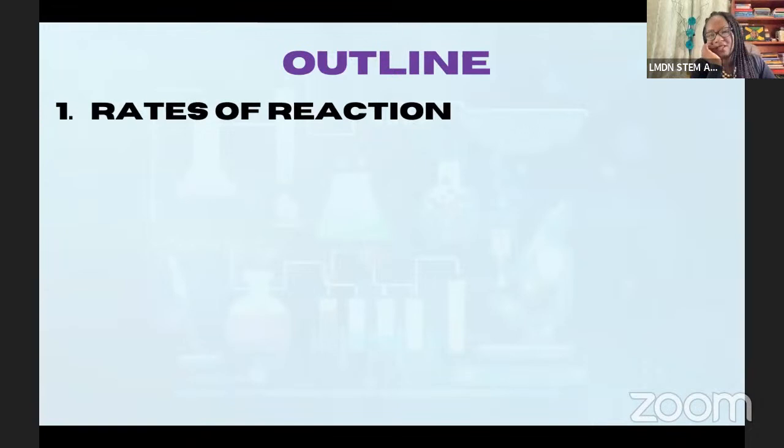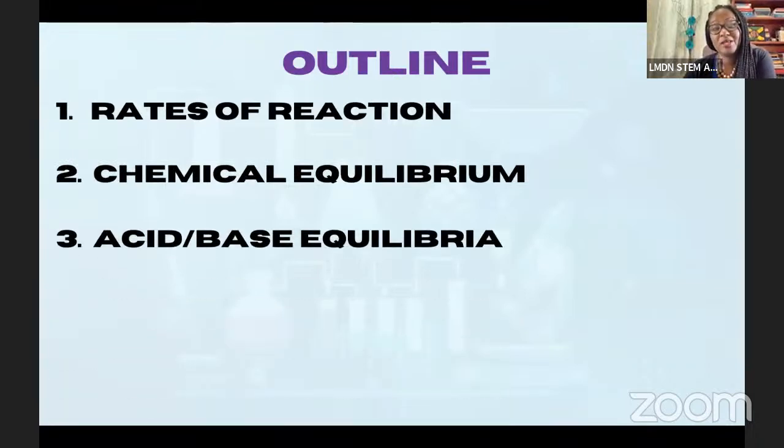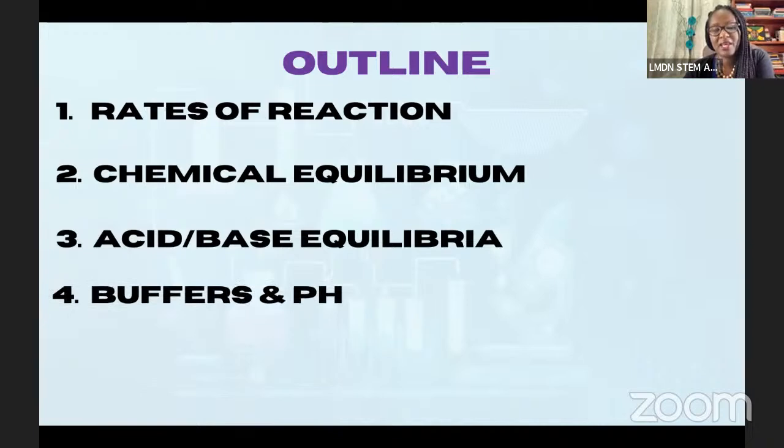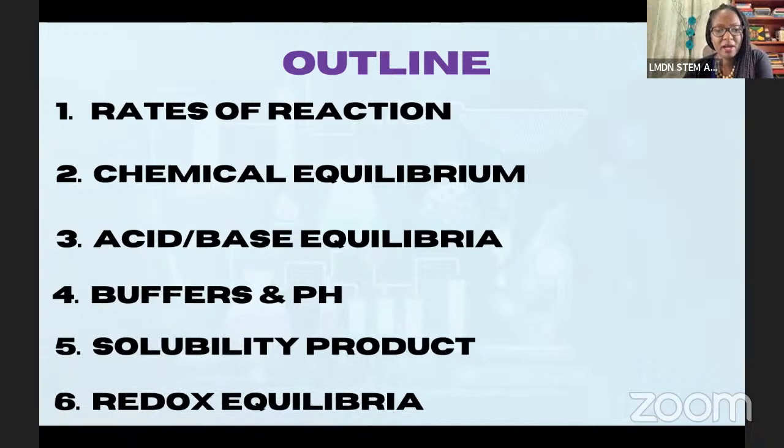So the rates of reactions, that's the first one, and there are a bunch of fundamental principles to understand as far as rates of reactions are concerned: what governs it, how you can actually speed it up, and the things you have to take into account when you're measuring rates and so on. And then you have chemical equilibrium, acid-base equilibria, buffers and pH, solubility product, redox equilibria. There's a whole bunch of topics falling under module 2.